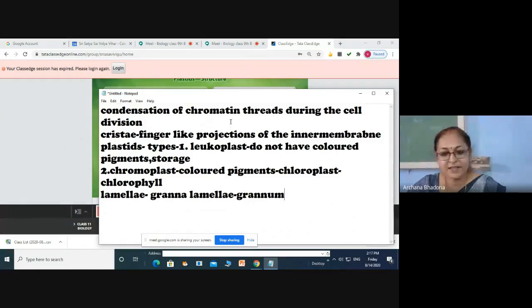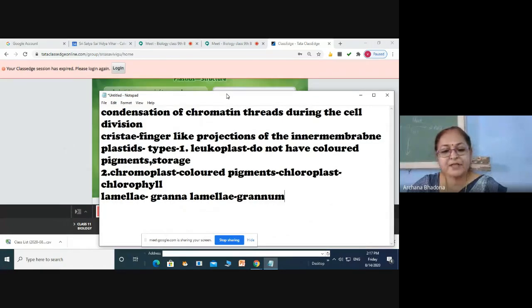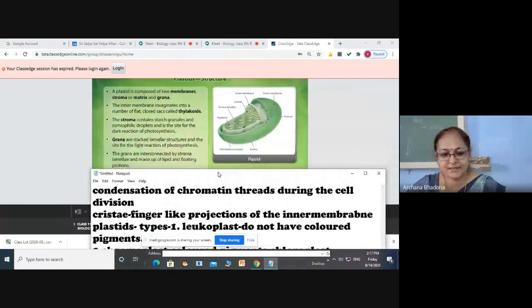Done, everyone? And these thylakoids contain the chlorophyll pigments. Thylakoids contain chlorophyll pigment molecules. And write down what is the function of it. It is the site of the light reaction. It is the site for the light reaction of photosynthesis.